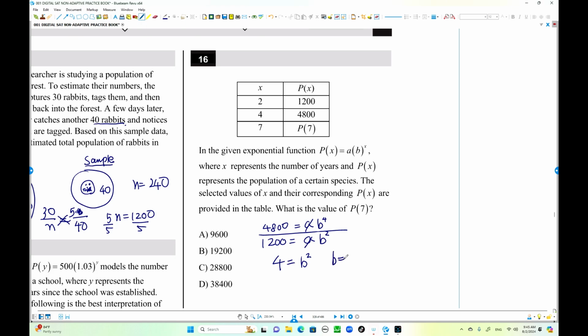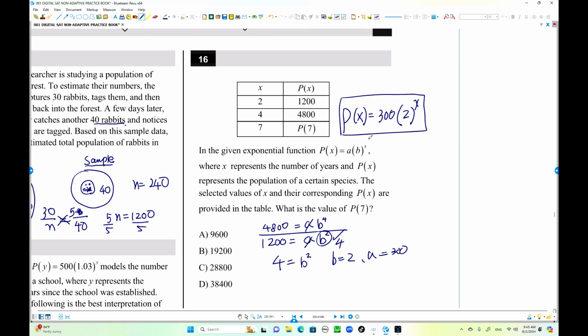So b is 2. If b is 2, what is a? Can you find it? B is 2, you better use this one, the smaller number. B is 2, that is 4. 1200 divided by 4 is 300. So the equation of P of x equals, initially it is 300, and the growth factor is what? 2, to the x. That's the equation.